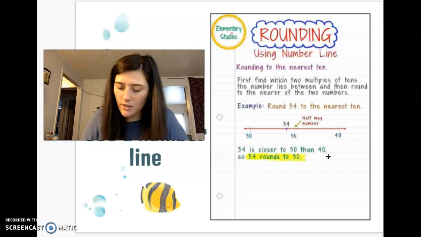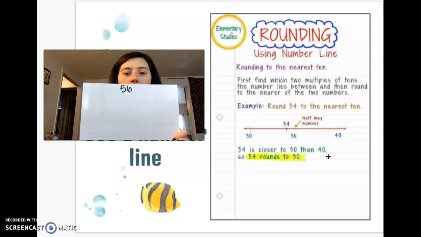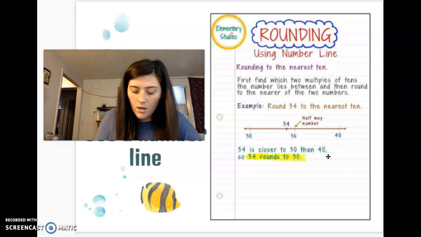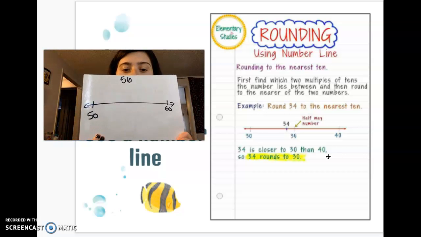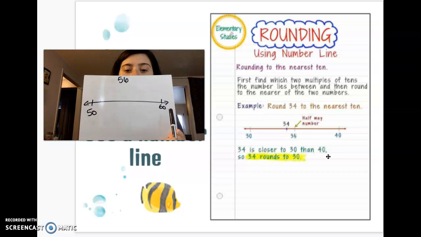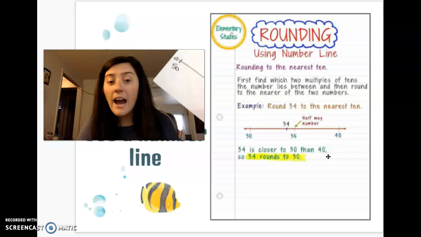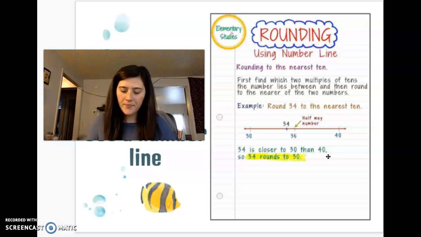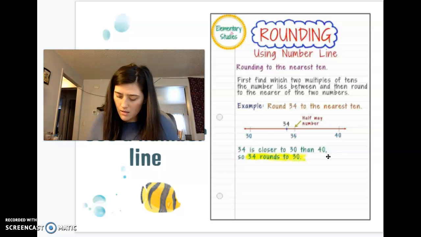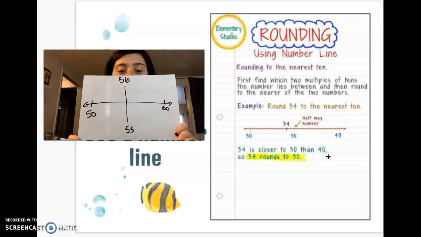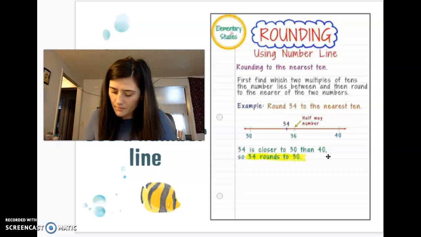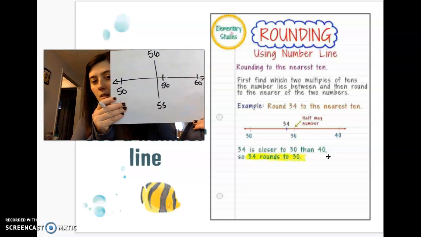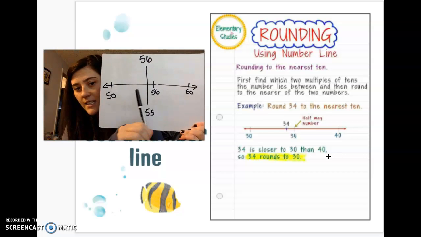Okay, my new number is going to be 56. So here's my new number. So 56 is between 50 and 60. So here's my number line. I know 56 is between 50 and 60. My halfway point is what? What is my halfway point? My halfway point is 55. Where does 56 fall on my number line? So my 56 is right there.